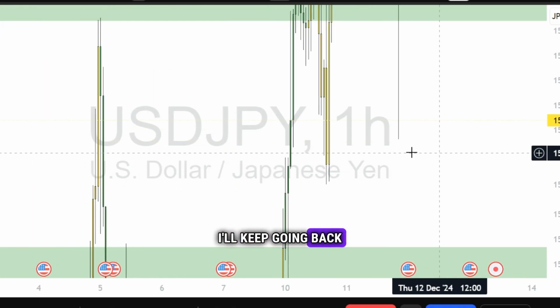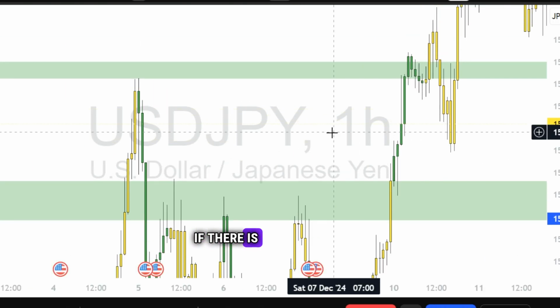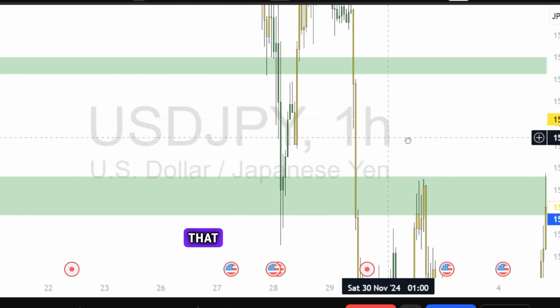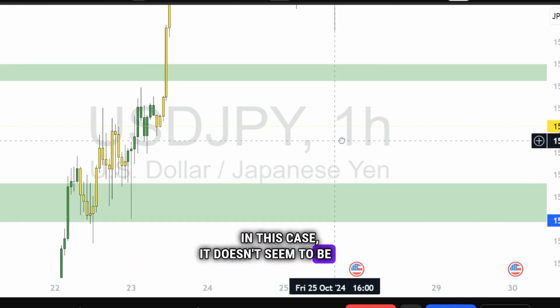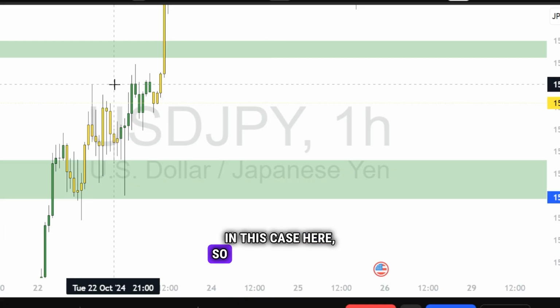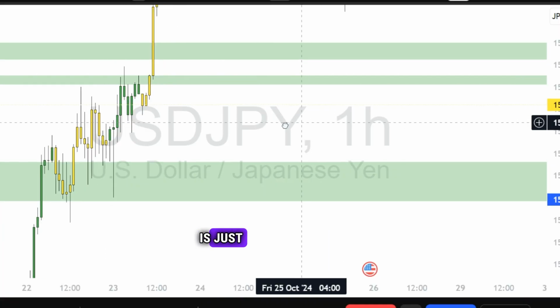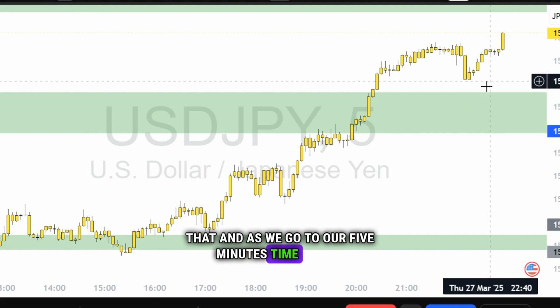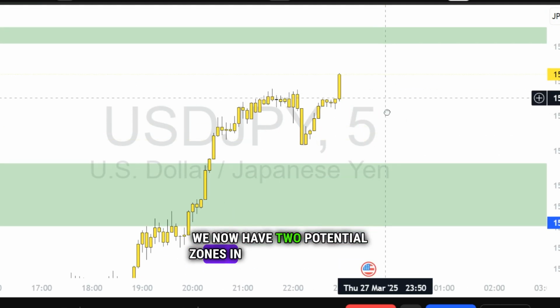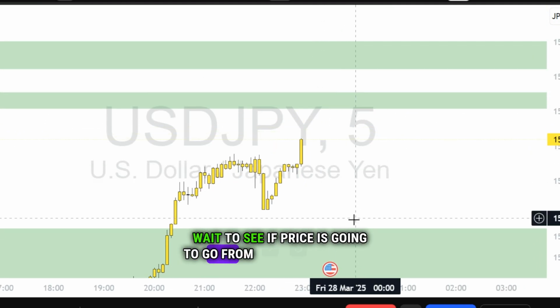So I keep going back just to see if there are any other zones in the middle here that might be important for us to know. In this case, it doesn't seem to be any. So what we can do is just do something like this, so we can take note of that. And as we go to our 5 minutes time frame, we now have 2 potential zones in there, so we need to wait to see if price is going to go from here or from here.